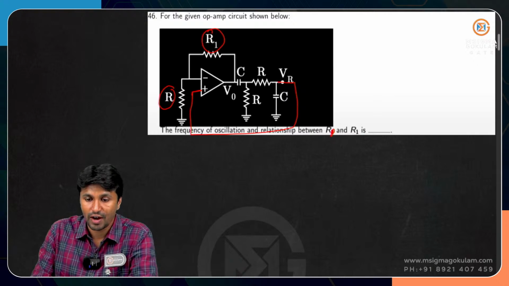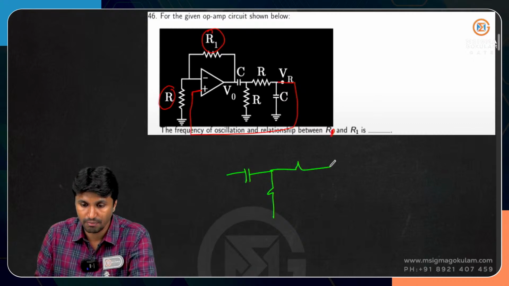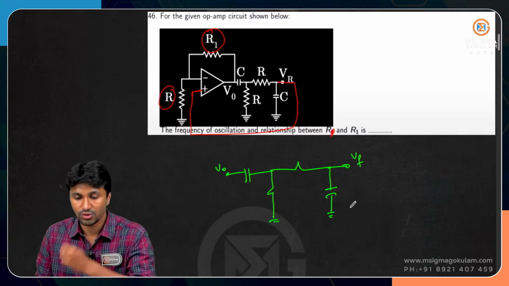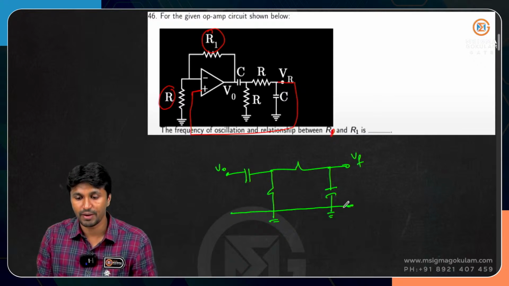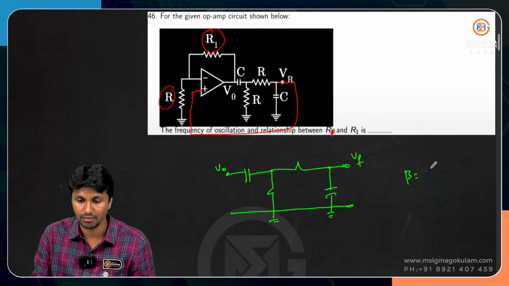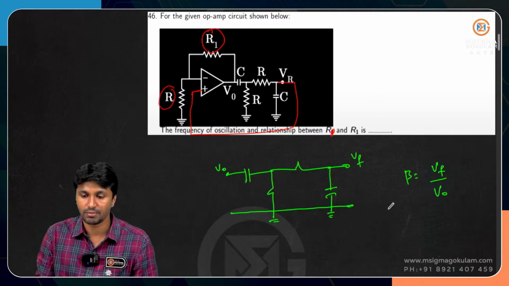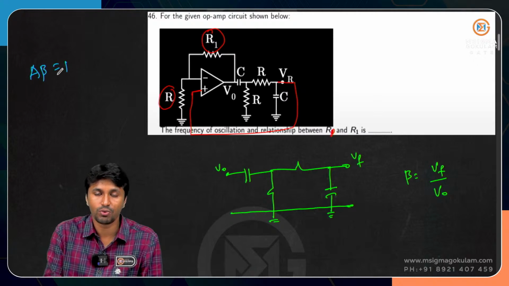First you have to take the beta network. This is nothing but the beta network. So this is V0, and this is Vf. Look at this one, this is the beta network or the feedback network. So what is beta? Beta is nothing but Vf by V0, right? So what is Barkhausen's criteria? A beta should be equal to 1.